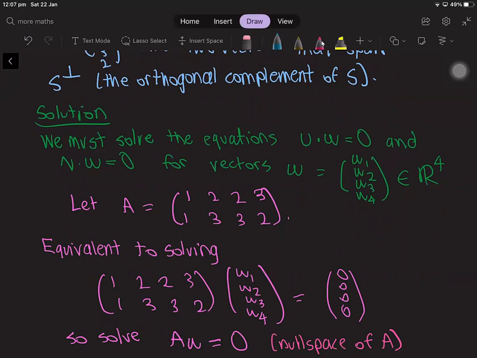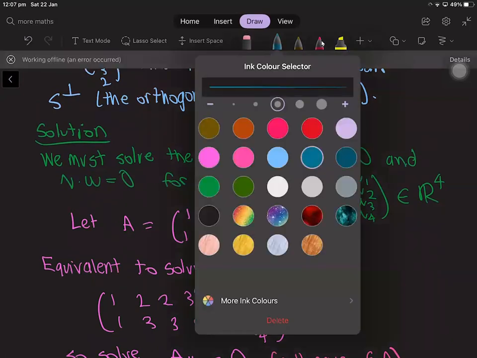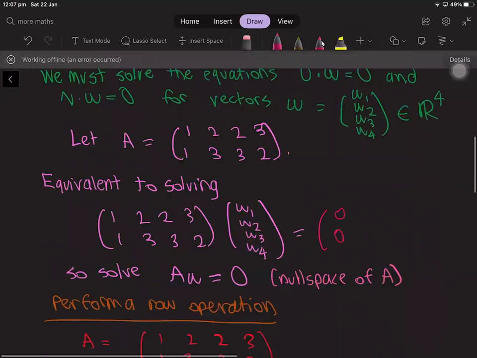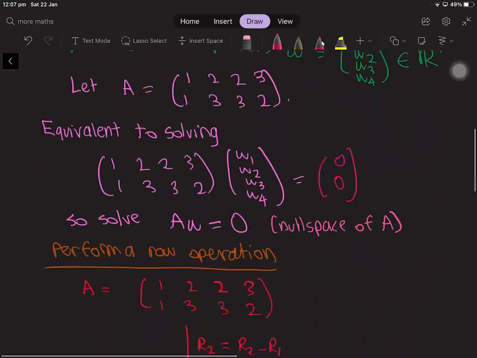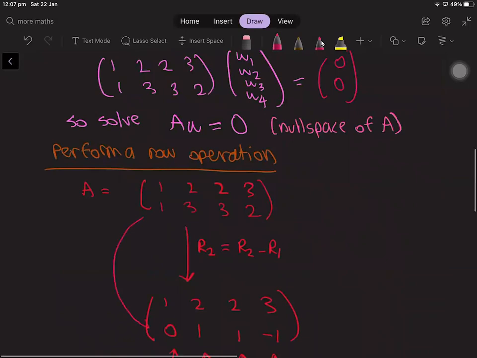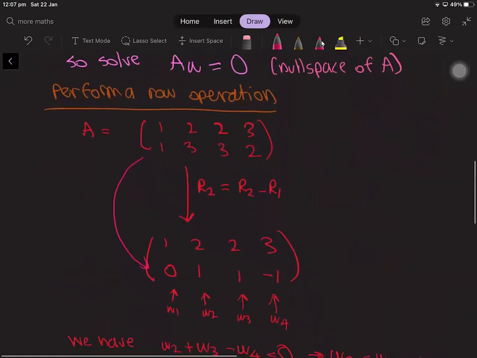Oh wait, there's a slight error here. It should say 0, 0 here. There are two zeros. So we need to solve Aw equals 0, to find the null space of A. And just do one row operation here to change this 1 into a 0. So we're doing row 2 equals row 2 minus row 1 to make a 0 on the bottom left. And that's the only row operation we have to do here.